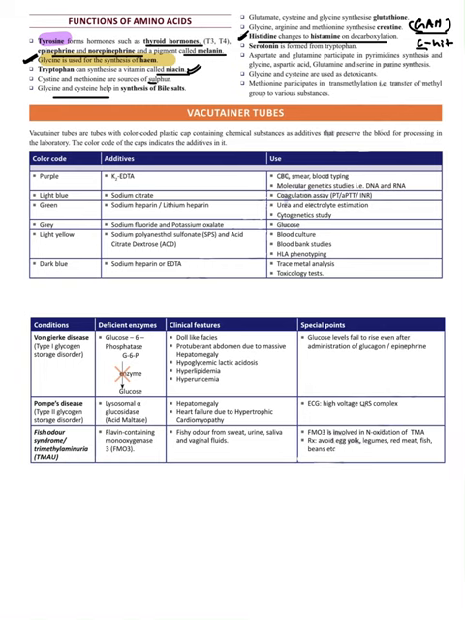Then what are the important things? Then we come on to the vacutainer, guys. This vacutainer, you might have seen in your postings, is basically used to collect a sample of blood or for testing something, guys.